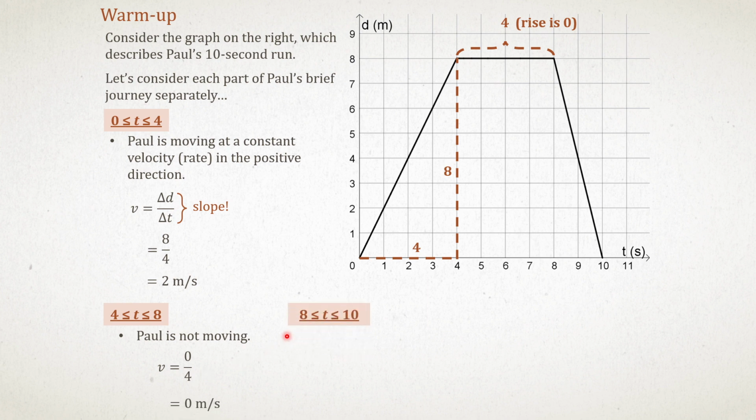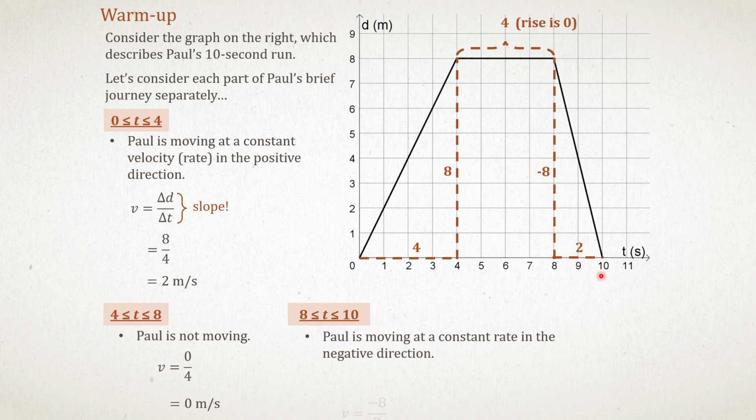Lastly, let's look at the interval from 8 seconds to 10 seconds. He's moving at a constant rate in the negative direction. Now, why is this the negative direction? Because this line segment has a negative slope. Our rise is -8. Our run is 2. And -8 divided by 2 gives us a velocity or a slope, you can think of it that way, as -4 meters per second. All right, moving on.